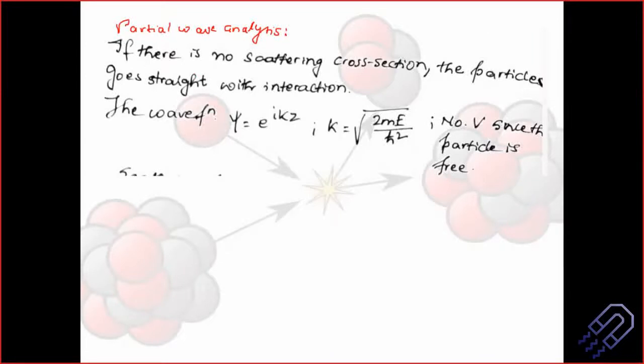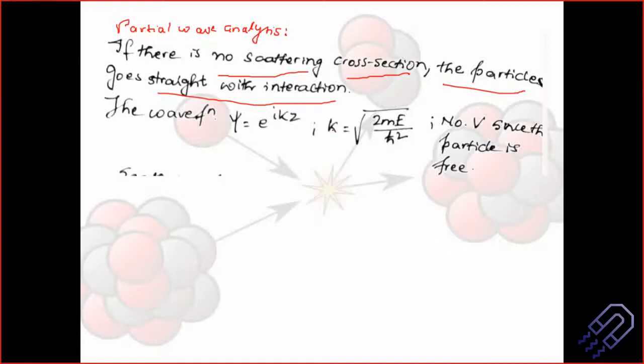So let's say, for example, there is no scattering cross section. If there is no scattering cross section, what does it mean? It simply means that the particles will go straight without any interaction. That means either the incident wave is very far from the nucleus, first point, or there is no nucleus at all. We are just having a practice. We are just throwing in the projectile, but we are not really having any target as of now.